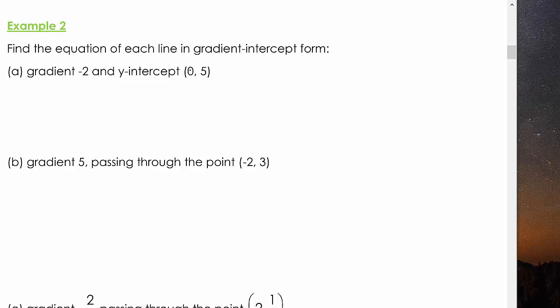I want to find the equation of each line in gradient-intercept form. Well, in part A, we're given the gradient and we're given the y-intercept. So straight away we can write y is negative 2x, so the gradient times x, and then the y-coordinate of the intercept is positive 5.